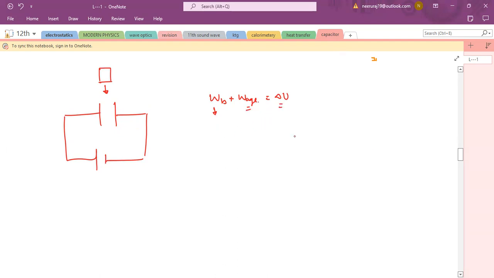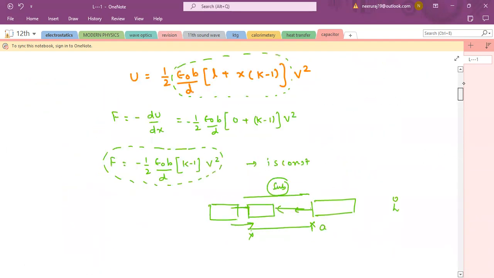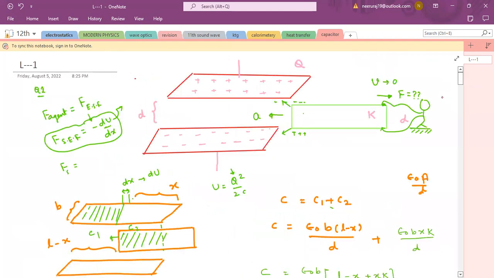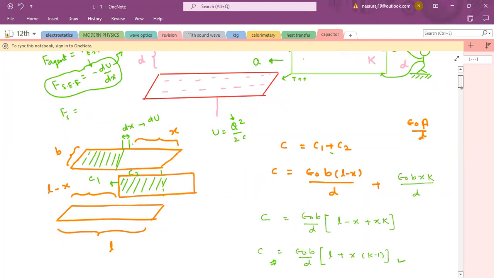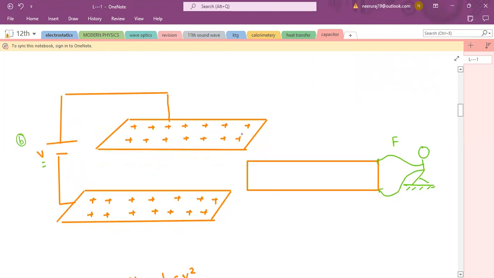Okay. So in this problem, bachcho, there are two kinds of problem. In one problem, they ask you about the force. In this scenario, force is variable, right? In this scenario, force is constant. Remember this, force is constant.